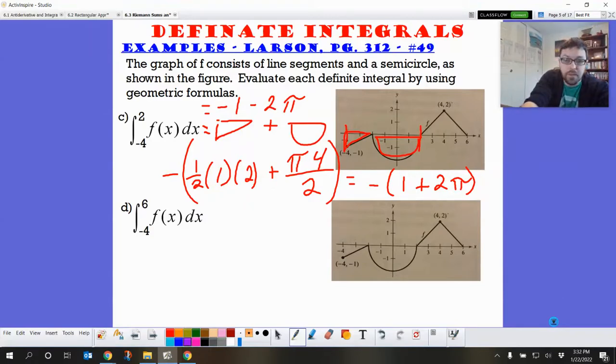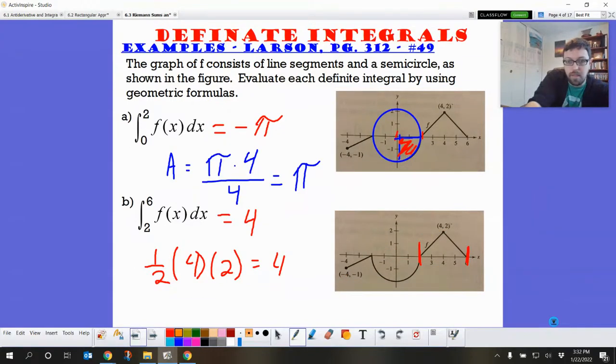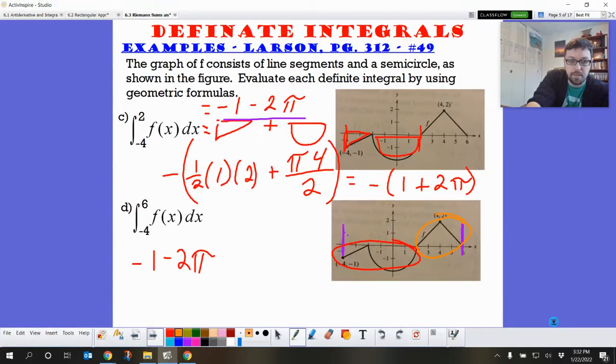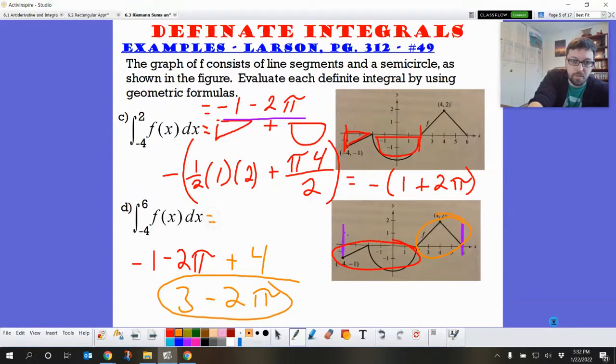Next one, it goes from -4 to, it's the whole thing. Well, we just found a big chunk of it right here. So we already did this. That was -1 minus 2 pi. And then we also did this in another example. It was 4. We did between 2 and 6. That was 4. So it'll be that plus 4. Just add all the bits up. So that's going to be 3 minus 2 pi. Ta-da! 3 minus 2 pi.